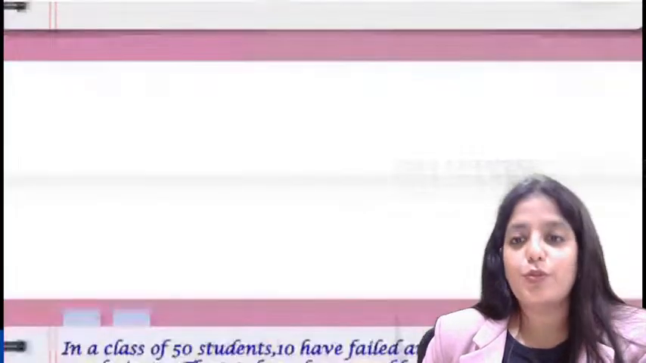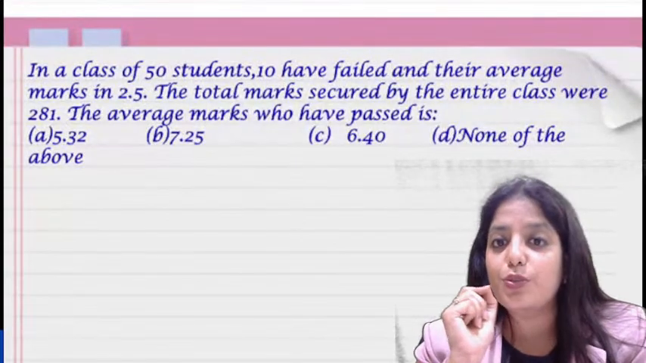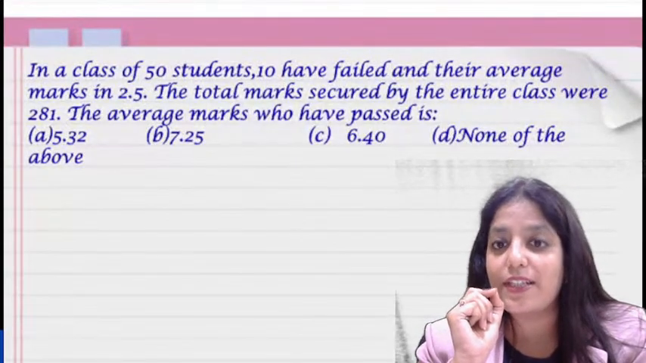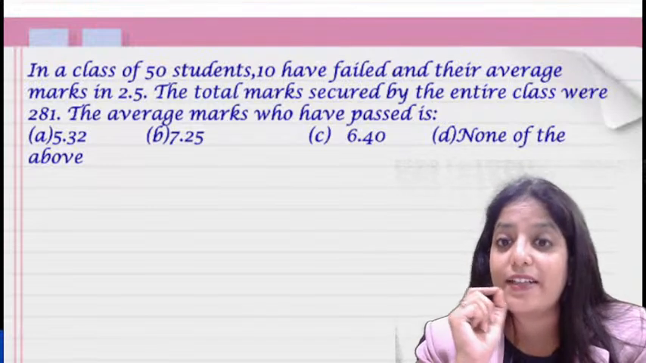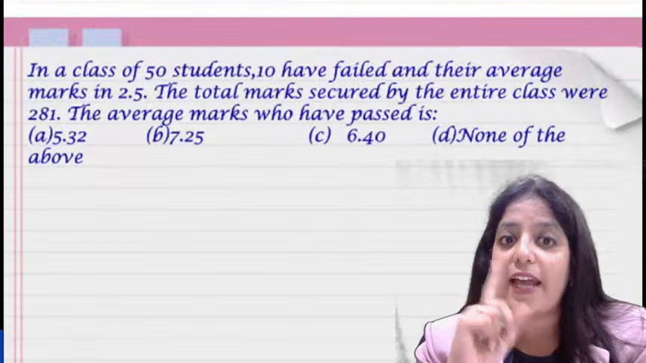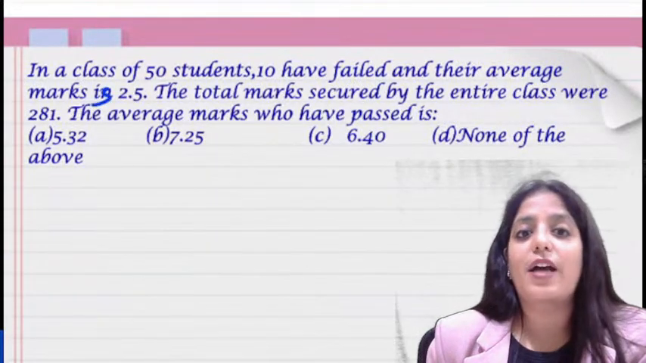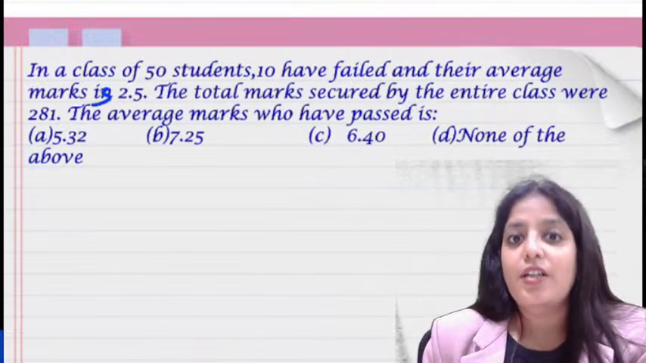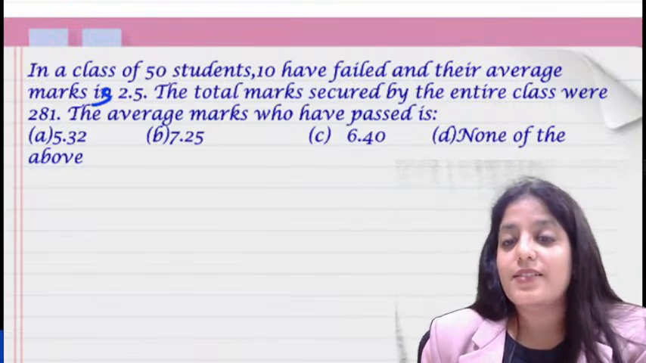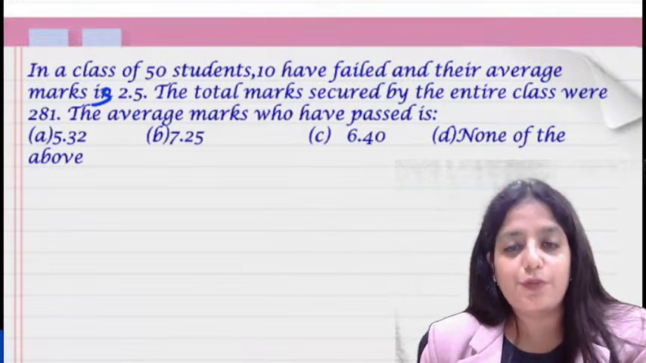Now let's move to another question. It says, in a class of 50 students, 10 have failed, and their average marks is 2.5. The total marks secured by the entire class were 281.